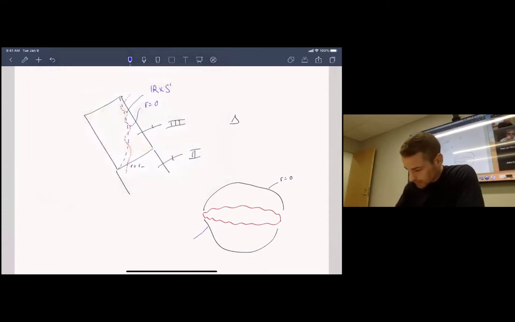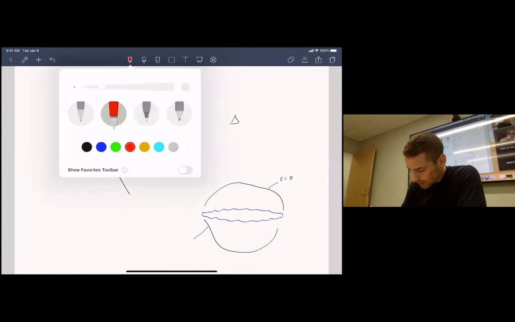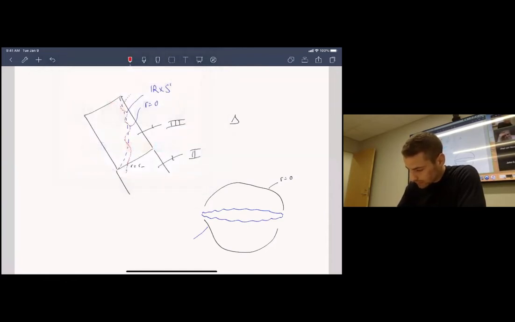The colors are misleading. Let me change colors, because I drew the ring in blue. So let me actually be faithful to the diagram above. I've used red this whole time, so this is a bit of heresy. My apologies. Okay, so there we go.